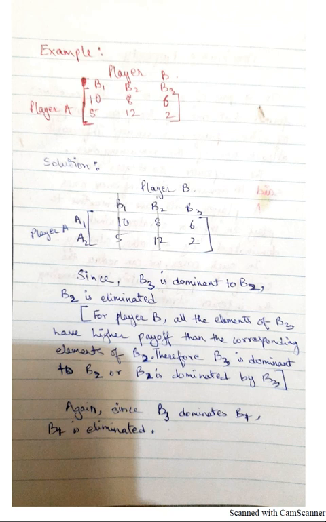So now let us compare between B1 and B2 first. Now for B1, the payoffs are 8 and 10, and 5, and for B2 the payoffs are 8 and 12.